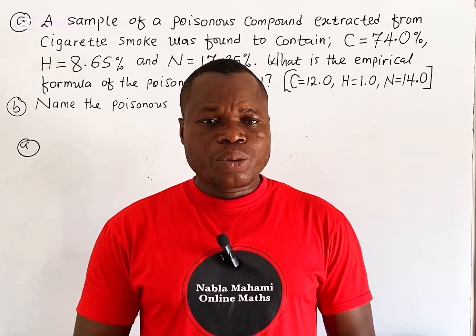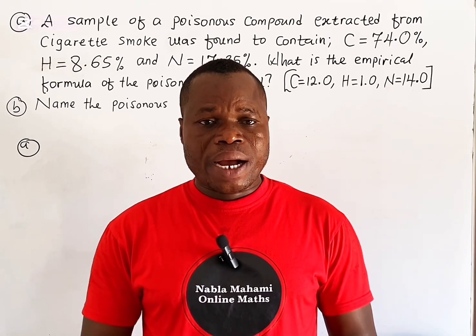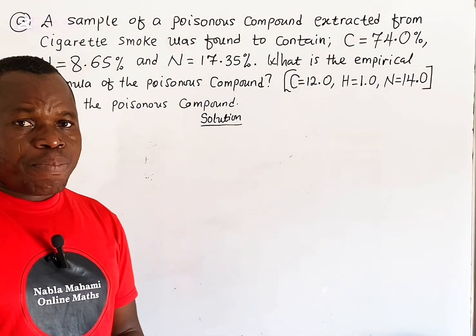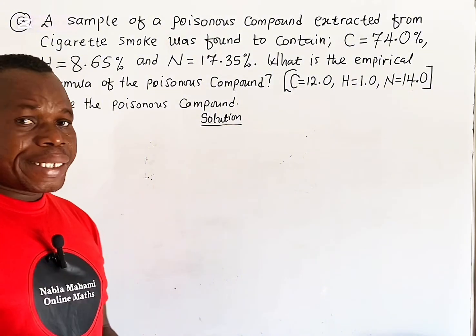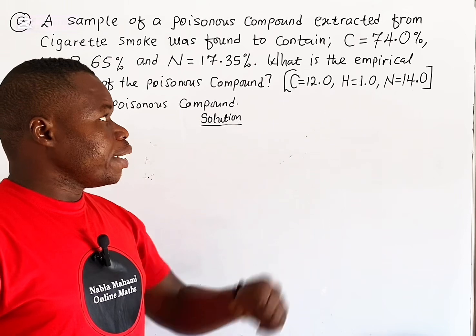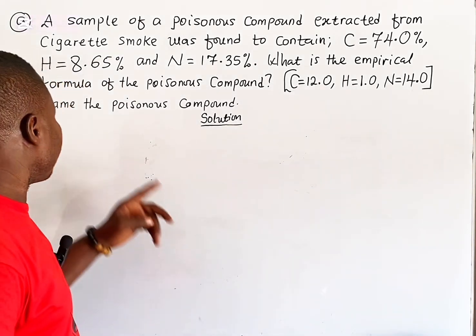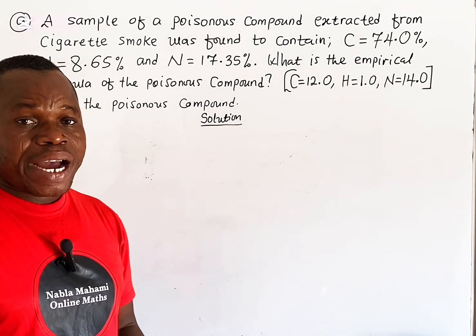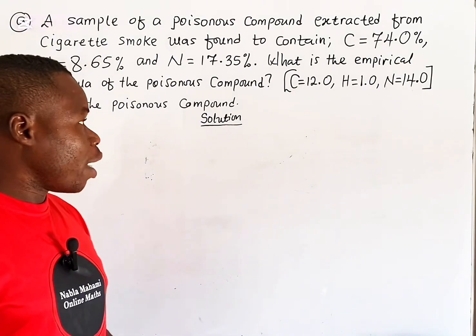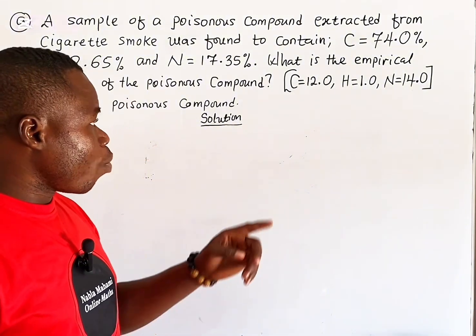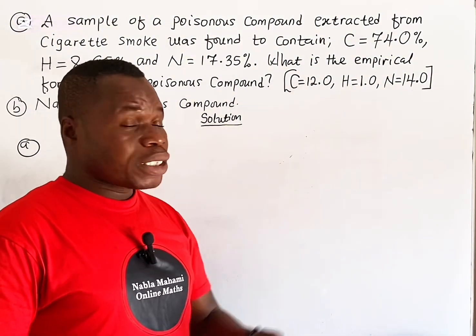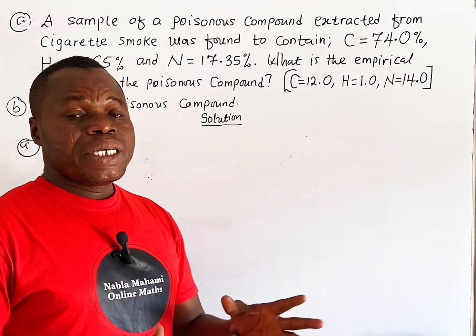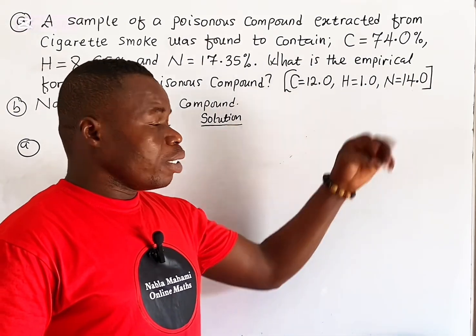In this video, we are going to learn how to find the empirical formula of a compound, and I have a question on the board to solve. The question is: a sample of a poisonous compound extracted from cigarette smoke was found to contain C equal to 74.0%, H equal to 8.65%, and N equal to 17.35%. What is the empirical formula of the poisonous compound? Given the atomic mass of C to be 12.0, H is 1.0, N is 14.0. Note that C means carbon, H means hydrogen, N means nitrogen.